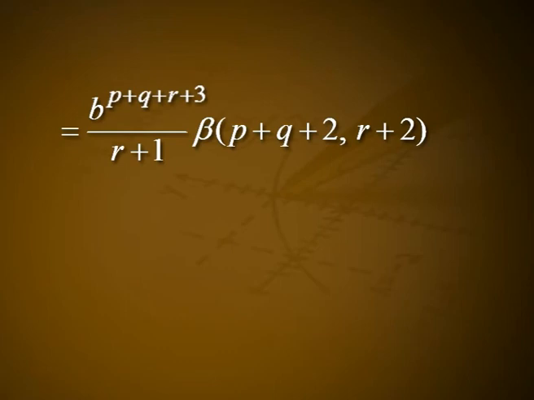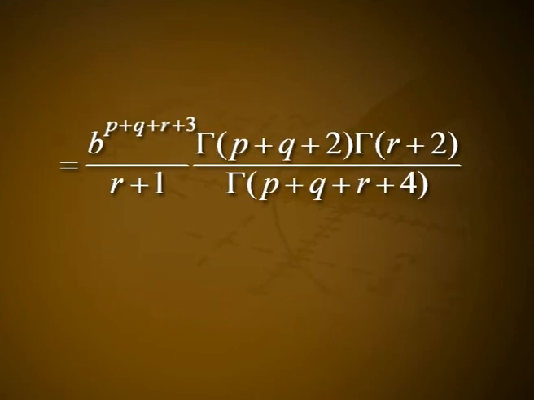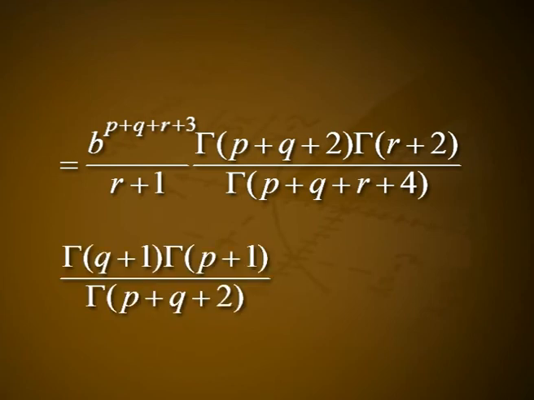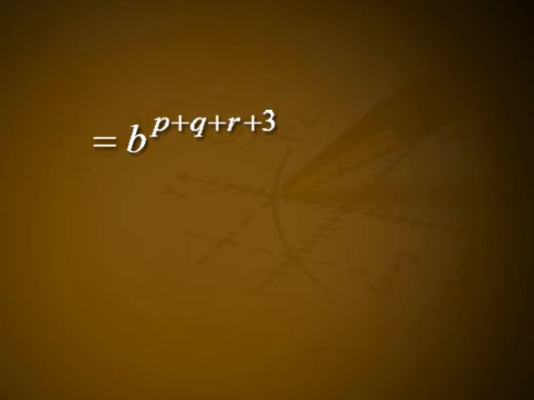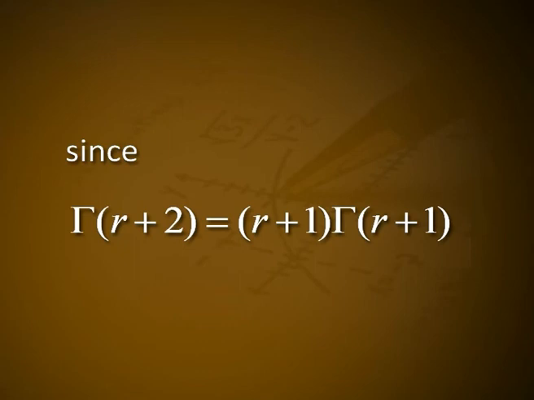which is equal to b^(p+q+r+3)/(r+1) β(p+q+2, r+2) β(q+1, p+1) by the definition of the beta function, which is equal to b^(p+q+r+3)/(r+1) Γ(p+q+2) Γ(r+2)/Γ(p+q+r+4) times Γ(q+1) Γ(p+1)/Γ(p+q+2), which is equal to b^(p+q+r+3) Γ(p+1) Γ(q+1) Γ(r+1)/Γ(p+q+r+4), since Γ(r+2) = (r+1) Γ(r+1).